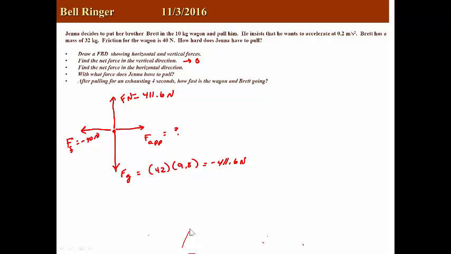Okay, what do I do next? Okay, how do I find the net force in the horizontal? Do mass times acceleration. Yeah, so I can do F net equals mass times acceleration. Okay, and so we got the 0.2.